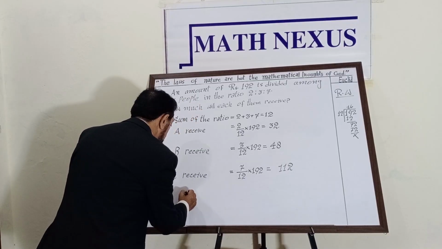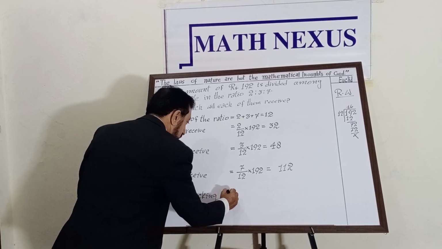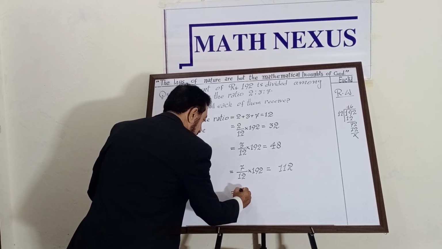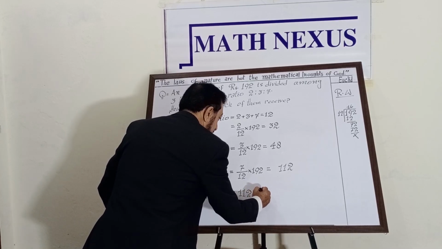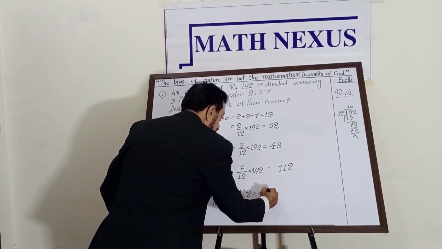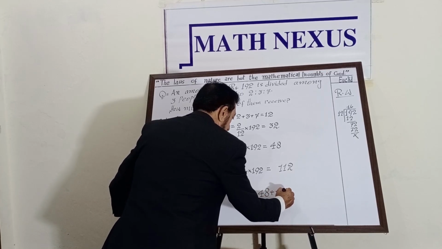Checking. 112 plus 48 plus 32 equal to 192.